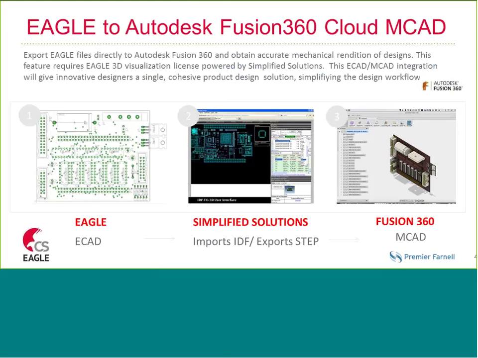First of all, I want to talk a little bit about our Eagle to Fusion 360 interface. It takes only three stages. First of all, once you're done with Eagle, you're going to click on the button on the top toolbar that says IDF to 3D. When you click on that button, it's going to take you to the Simplified Solutions website, where you're going to go ahead and log on. That's going to match the components you've populated on your circuit board with a STEP component representation. So they're going to be in full 3D.